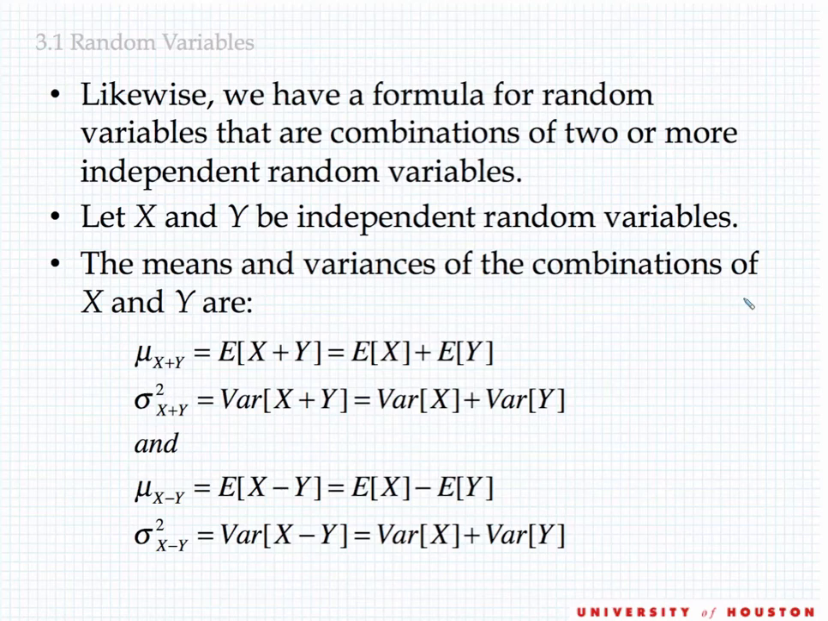Likewise, if we have two different random variables, x and y, the means and variances of combinations of them can be found with these formulas. The mean of x plus y is the same as the mean of x plus the mean of y, and the variance of x plus y is the same as the variance of x plus the variance of y. However, if I'm subtracting, no surprise with our means, the mean of x minus y is equal to the mean of x minus the mean of y. But the variances, the minus becomes a plus. Again, we're squaring everything. So when we square that negative 1 that's in front of the y, it becomes a positive.